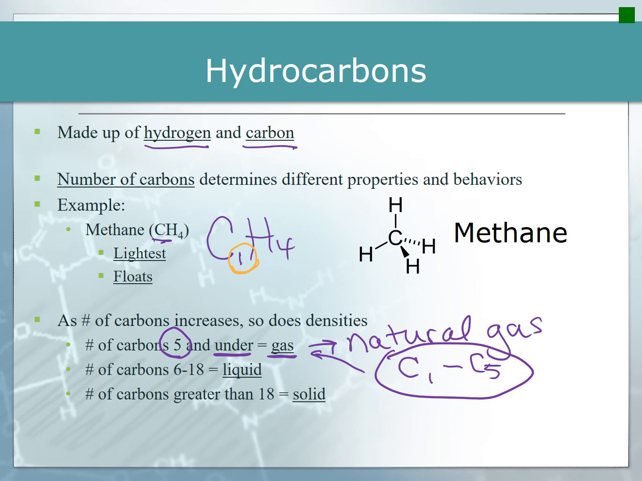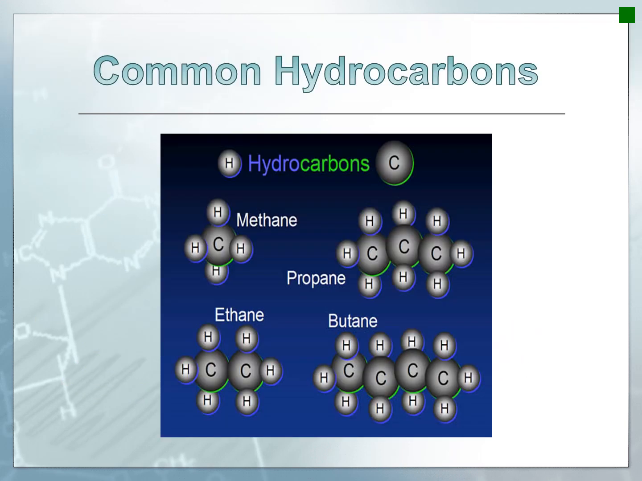If you have 6 through 18 carbons, you will be a liquid. And if you have more than 18, you will be a solid. So if I look at oil and it's a liquid, I know that its carbon amount is between C6 and C18.